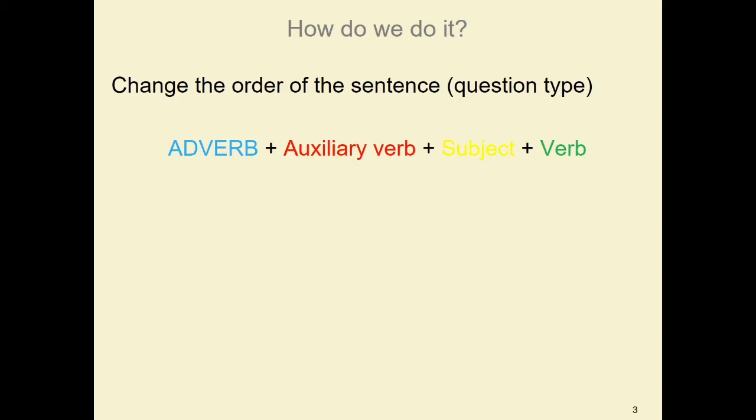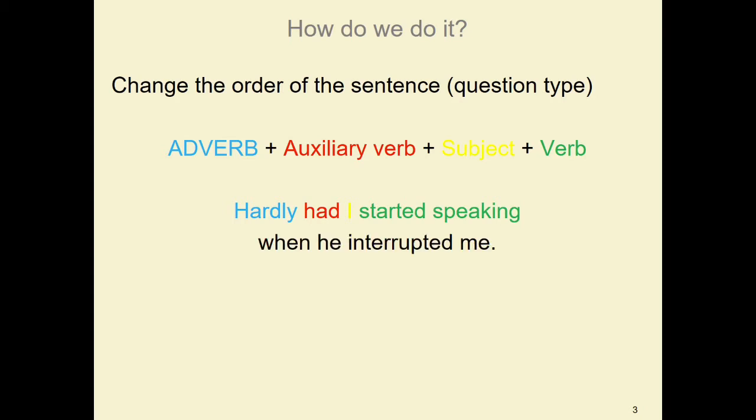So something like, hardly had I started speaking when he interrupted me. What I'm calling attention to here is the moment I started speaking, he interrupted me. Hardly had I started speaking when he interrupted me. The original sentence would be this: I had hardly started speaking when he interrupted me. Here, I'm just telling you the order of events. I'm not emphasizing that moment of hardly had I started speaking.